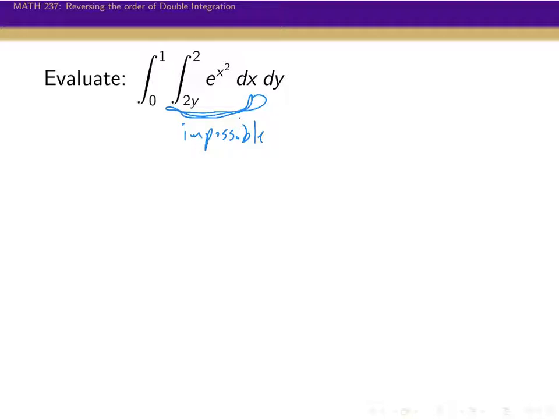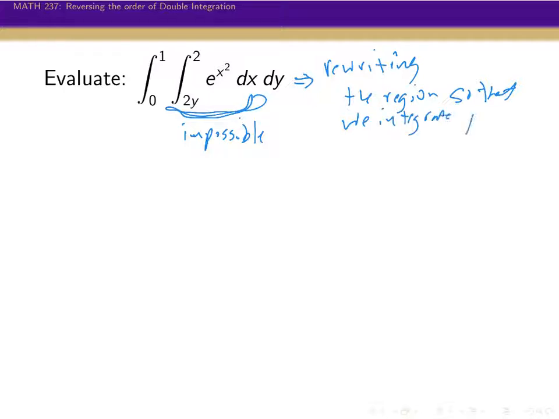So what we're going to do is we're going to swap the order of integration by rewriting the region so that we integrate y first. And maybe by integrating y first, after that integral, what we're left with will be an integral that we can then do in terms of x.